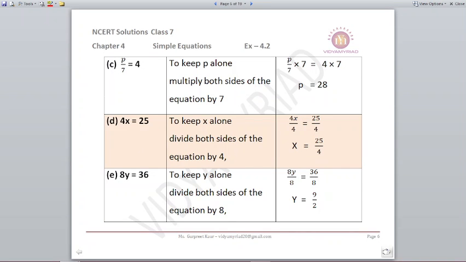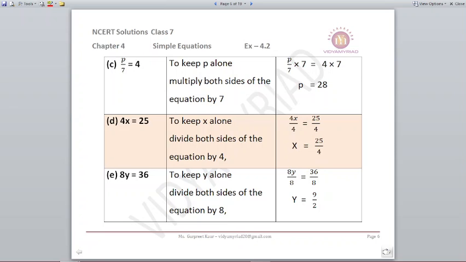p upon 7 is equal to 4. Now 7 is in the denominator. How will I remove this? By multiplying both the sides by 7. So p upon 7 into 7 is equal to 4 into 7. So p is equal to 28.